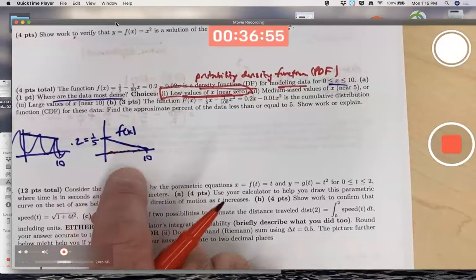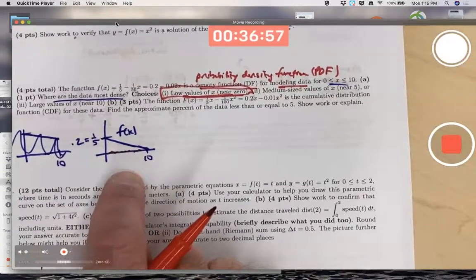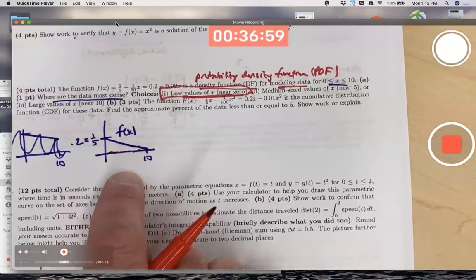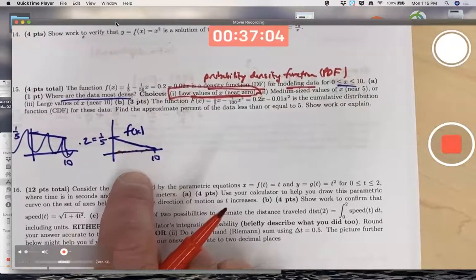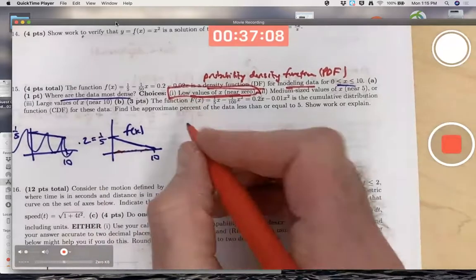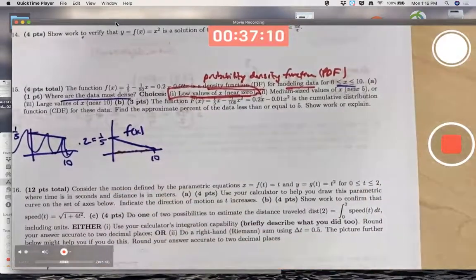How do you find probabilities once you've got this density? You integrate it over whatever interval you're interested in. I don't ask that here. I could have. I could have said, well, okay, let's do part B first, and then we'll find a probability.